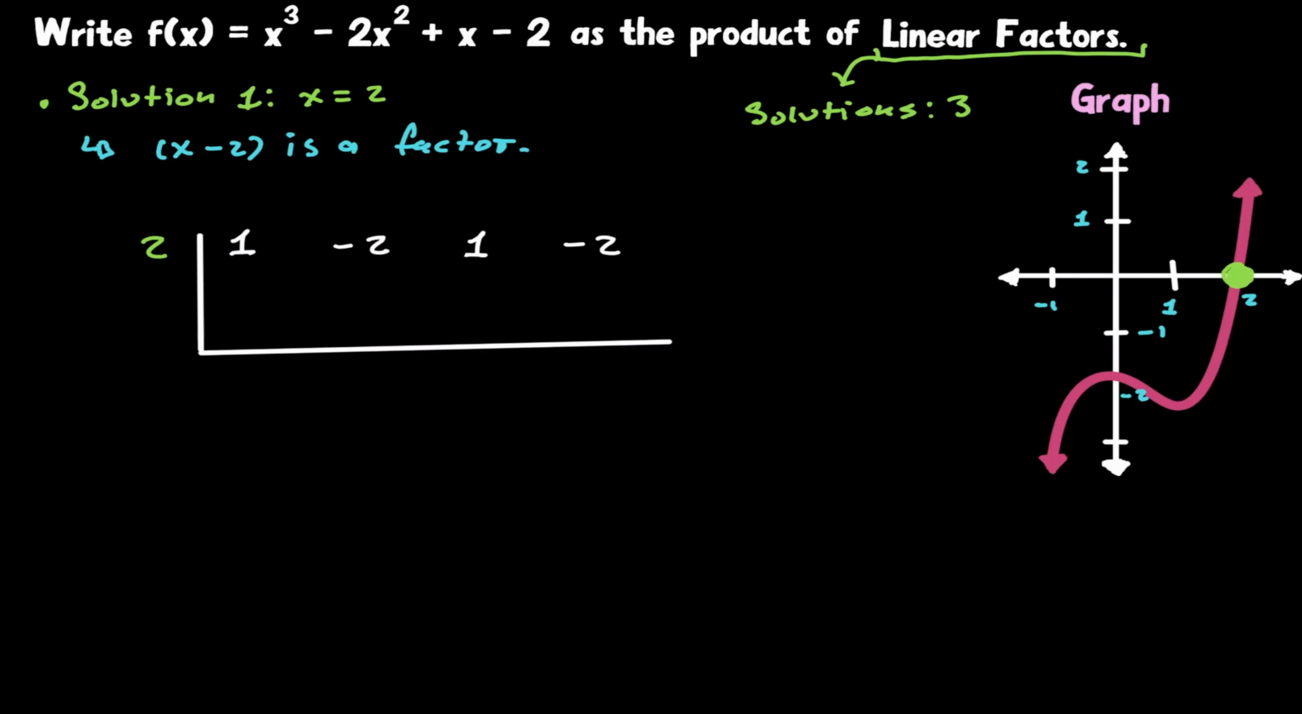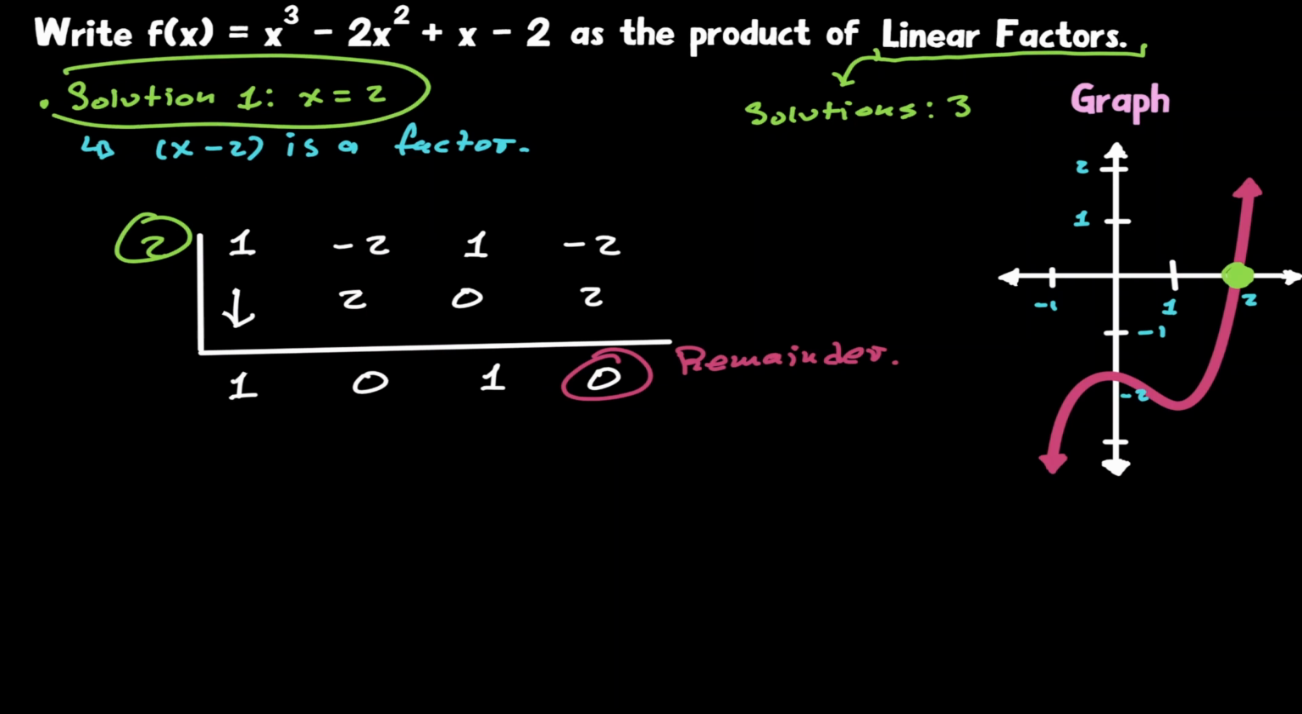And now let's perform this division. Bring down the first value, perform multiplication. 1 times 2, that is 2. Let's write that down in here. Let's combine it. That's equivalent to 0. Let's repeat that one more time. 0 times 2 is 0. So let's put it down underneath the next number. Let's combine them. 1 plus 0 is 1. Let's repeat that one more time. 1 times 2 is 2. Let's combine them. We get 0. But we were expecting to have 0 as a remainder because we knew that x equals 2 was a solution.